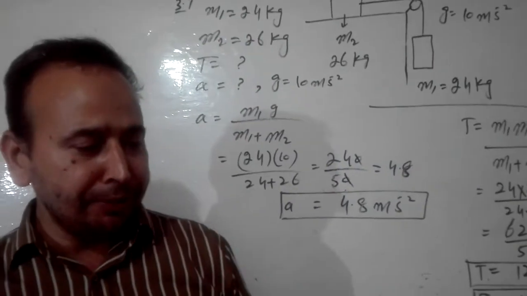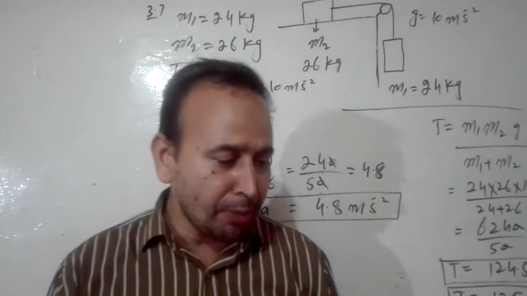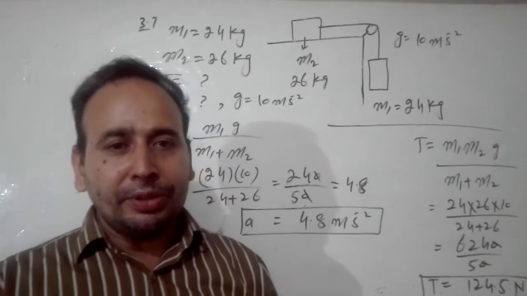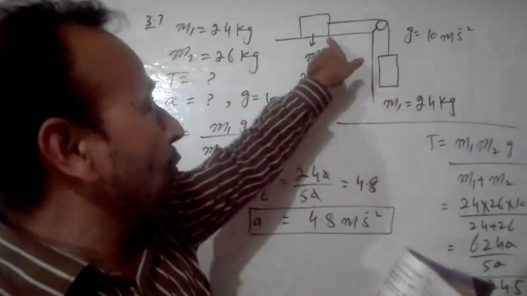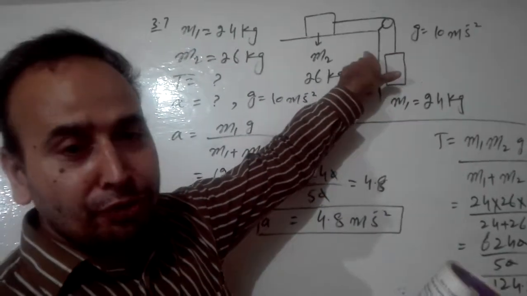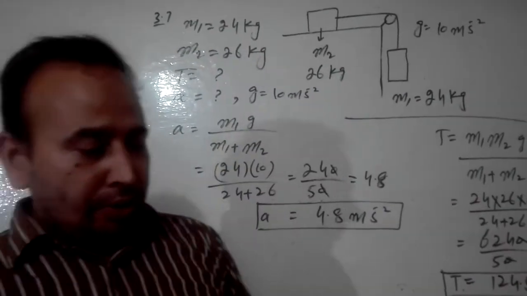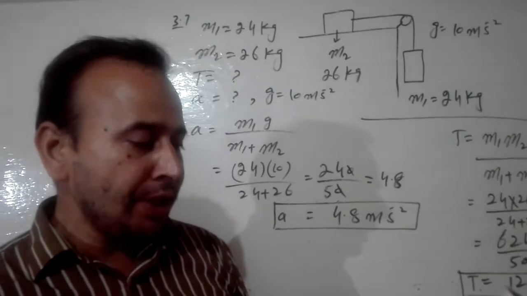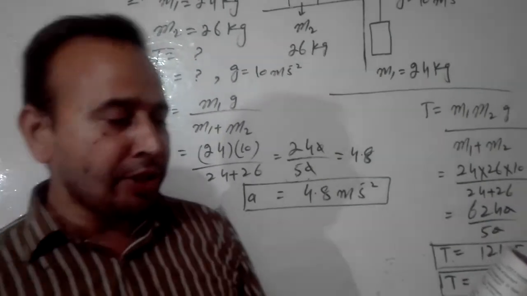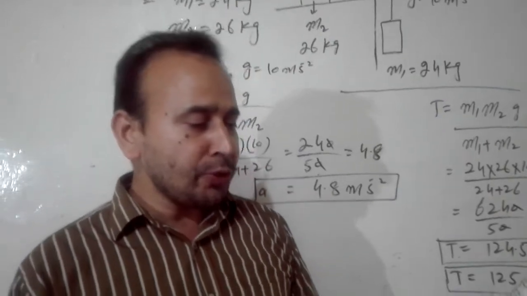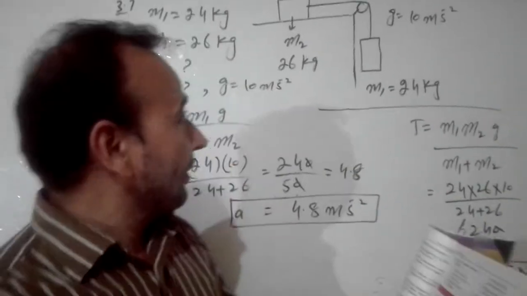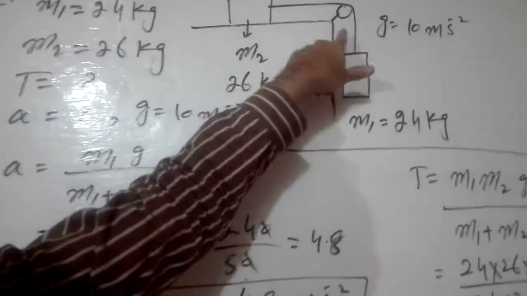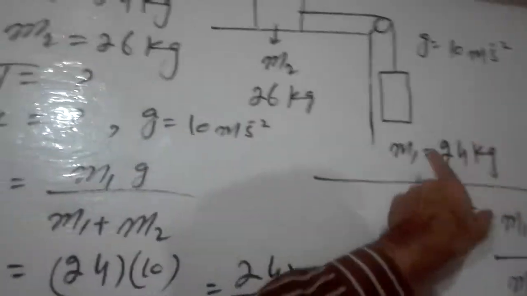To start, 3.7. 3.7 is about when one body moves vertically down and the second body moves horizontally. It is that kind of problem. Two masses, 62 kg and 24 kg, are attached to the ends of a string which passes over a frictionless pulley. This is the frictionless pulley I have made, and these two masses are passing over it.